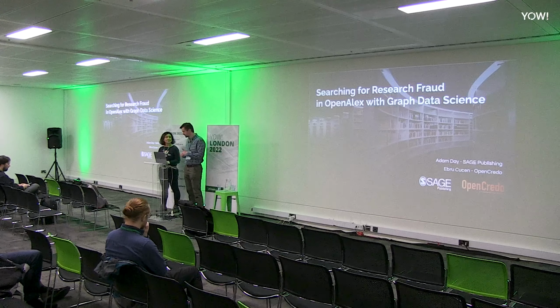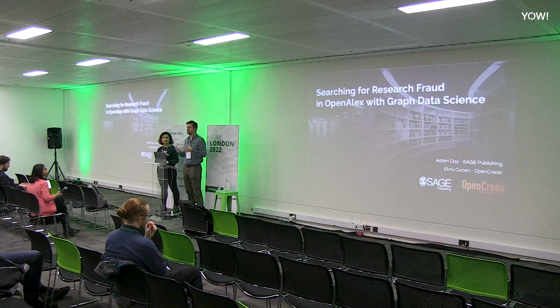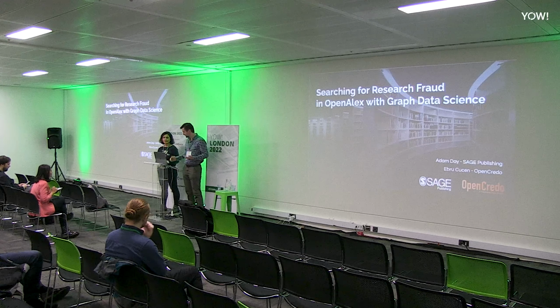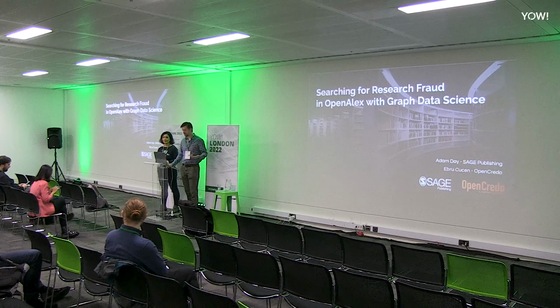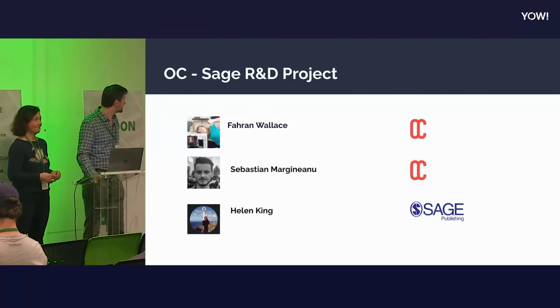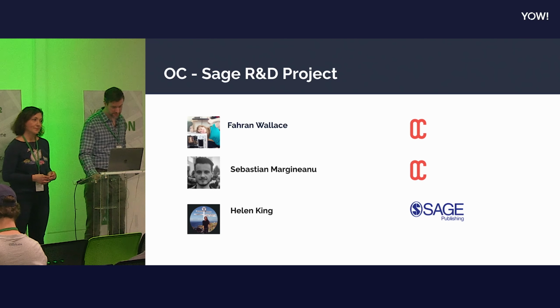with Ebru Cucen at OpenCredo, on a project around detecting research fraud, but also around building the kind of data infrastructure that we need to do this in the future. I just want to make a quick shout out to our colleagues, Farron and Seb at OpenCredo, as well as Helen King, who I work with at Sage.